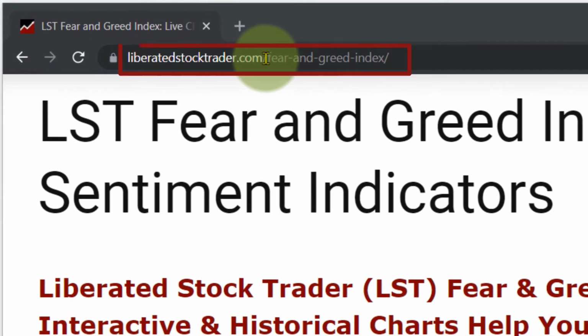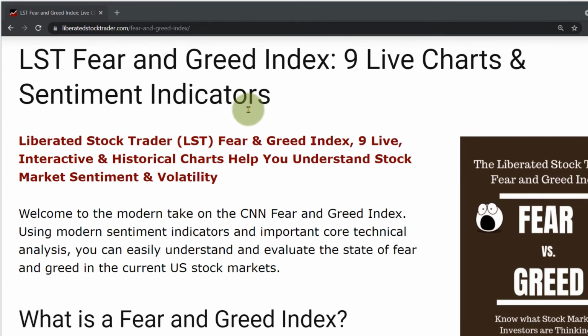So you can head over to liberatedstocktrader.com/fear-and-greed-index, fear and greed index. And that will take you to this page, and you can then interact with all the different charts, and there's all the full guidelines here on this page that explain each chart, each data set, so you can interpret it.